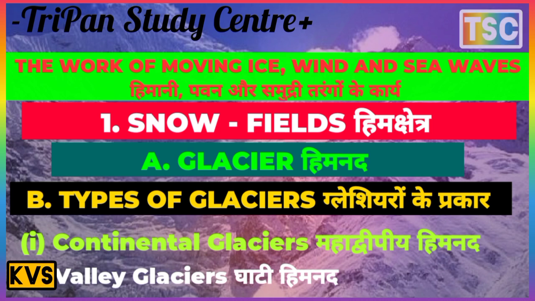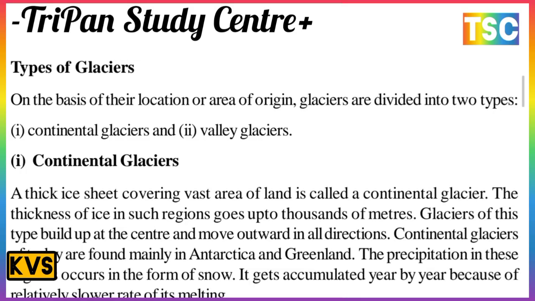Types of glacier: on the basis of the location or area of origin, glaciers are divided into two types. The first is the continental glacier, and the second is the valley glacier. This is the most important. Continental glacier and valley glacier are the two types of glacier here. The first is the continental glacier.